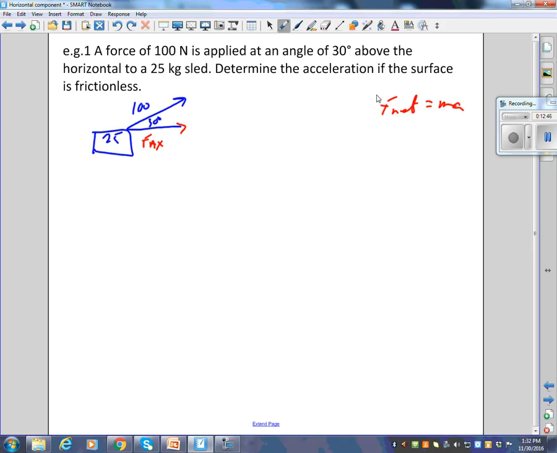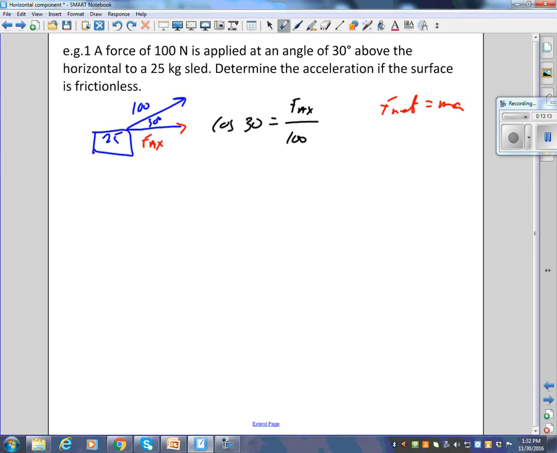Pencils down. Watch me for a second. You might write cosine 30 is equal to adjacent, FAX over 100, right? Is it always going to be cosine? No. Why not? Cosine is always adjacent over hypotenuse.